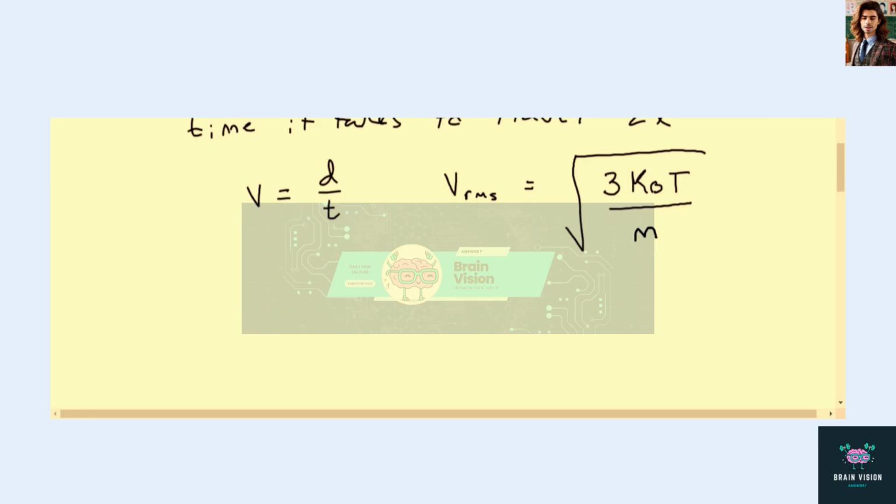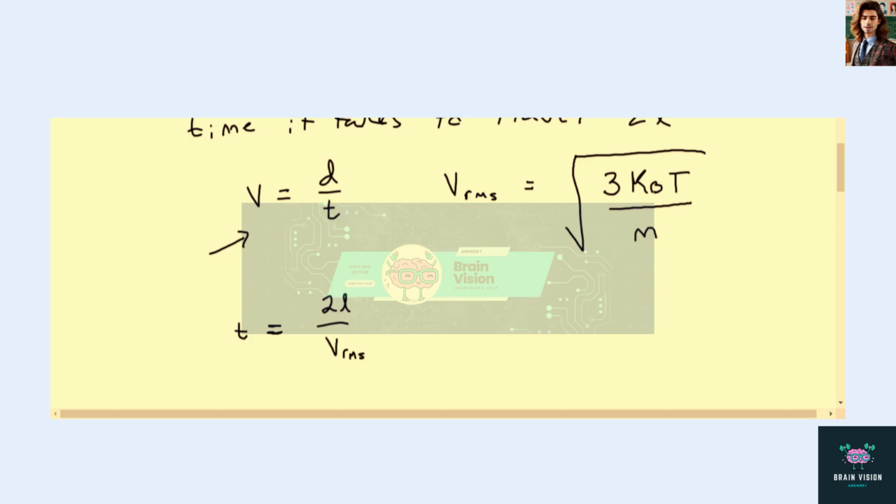So our time interval t, if we solve this equation for t, is just going to be the distance over the velocity, where our distance is going to be 2L, right? Because we want to know how long it takes to travel 2L. And our velocity is just going to be VRMS. All right. So now we're getting somewhere.